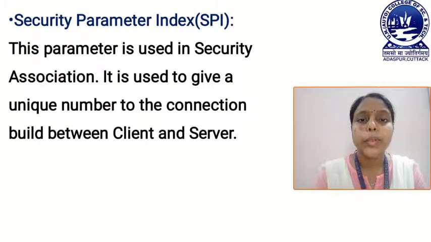Now look at the fields of the ESP header. Here the first field of the ESP header is the security parameter index, and this parameter is used in the security association, and it is used to give a unique number to the connection built between the client and server. That means this security parameter index basically provides a unique number for the connection between the client and the server.